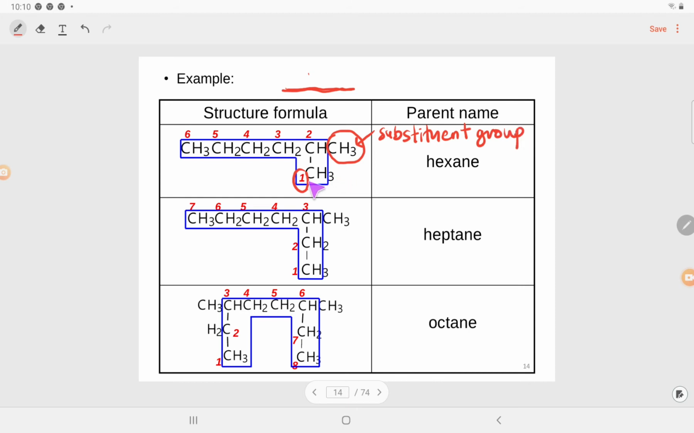So your first carbon must be closer to the position of the substituent group, and your parent chain must be continuous carbon, and we have the maximum number of carbon atoms. So finally, you can find out six longest carbon. So this is why your parent chain becomes hexane.